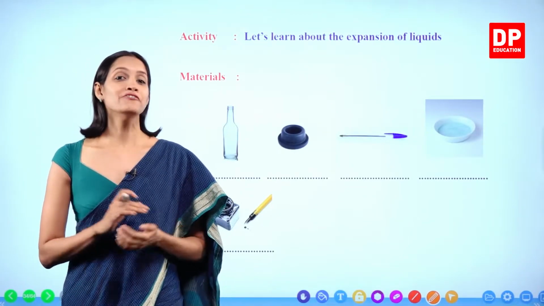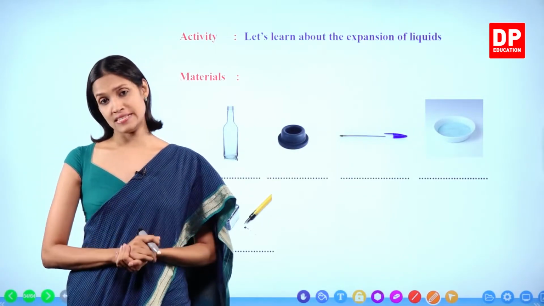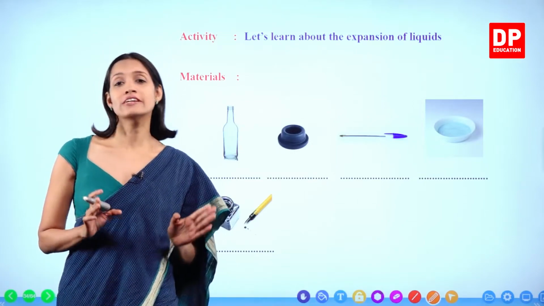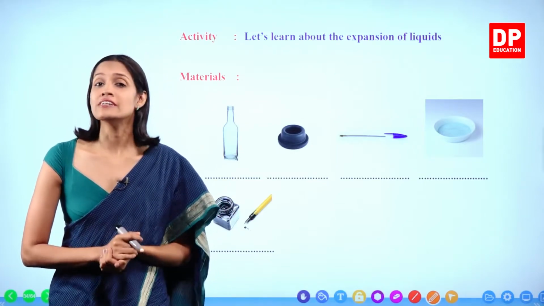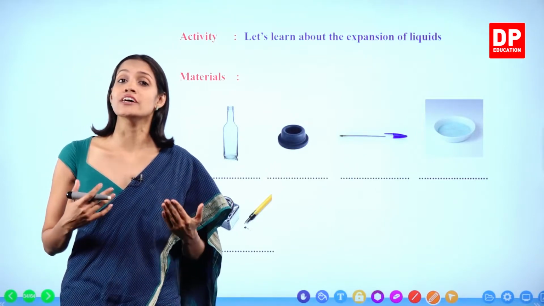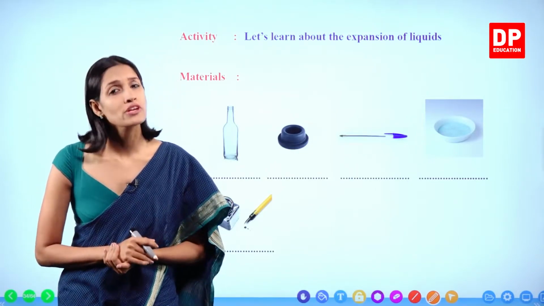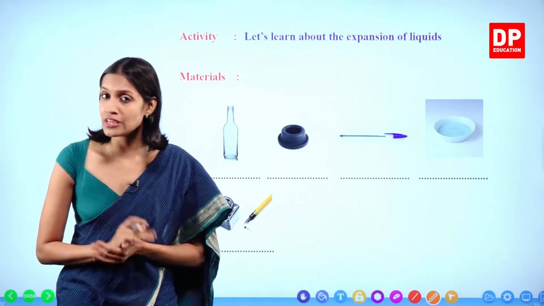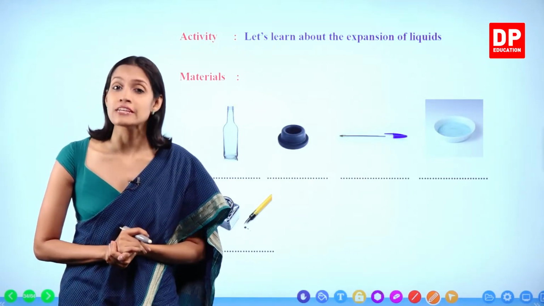Right, children. Now we are going to start the next chapter of the lesson. Do you remember what we learned in the previous chapters? We learned how to generate heat energy, and at the same time, we learned what are the effects of heat. Do you remember what we learned under the effects of heat, children? We learned about increase of temperature.